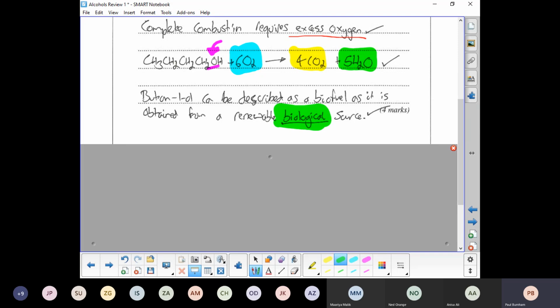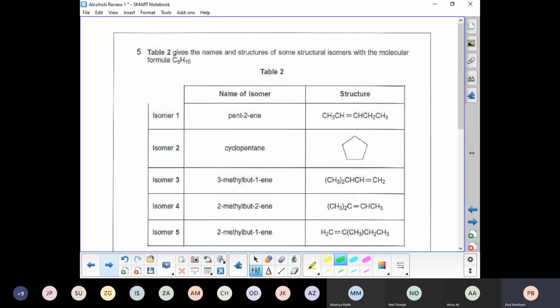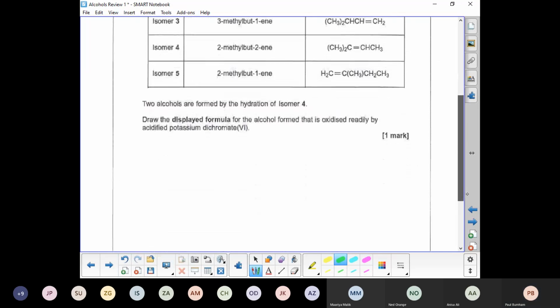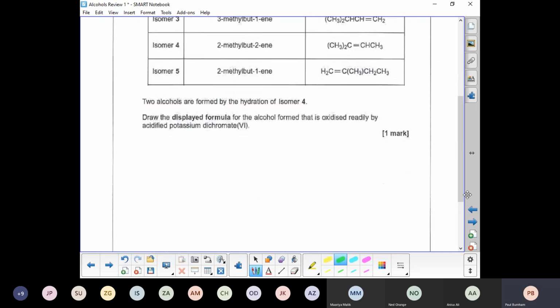A couple more questions in this first pack, and so we'll have a look at this one, which is question 5, and I'm going to work through question 5 for you here because there's some more advice we can give you. So you've got a big table, and again, this has come from a bigger question, and we've just got a small snippet in the pack that you're working with. Not all of these isomers are going to crop up. But the one that does is isomer 4.